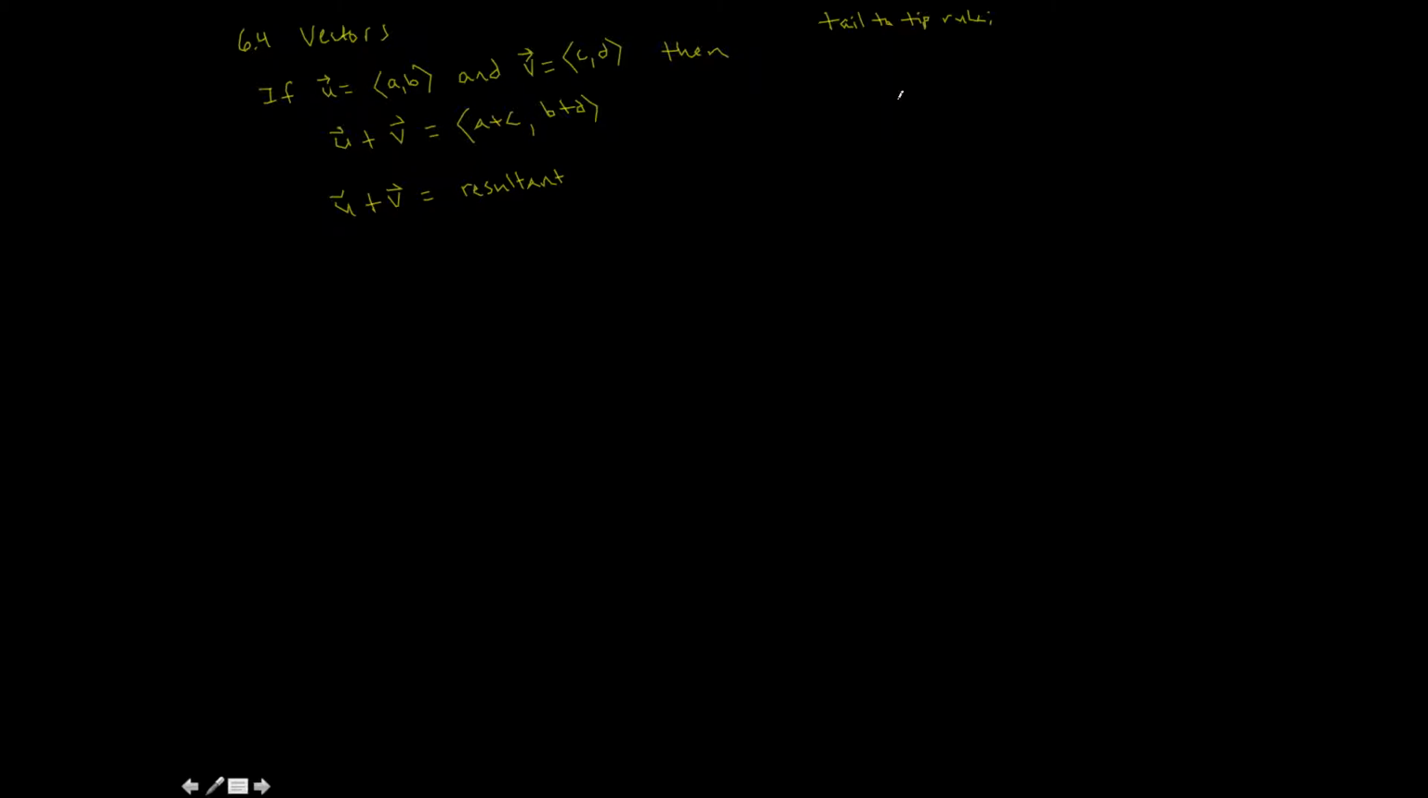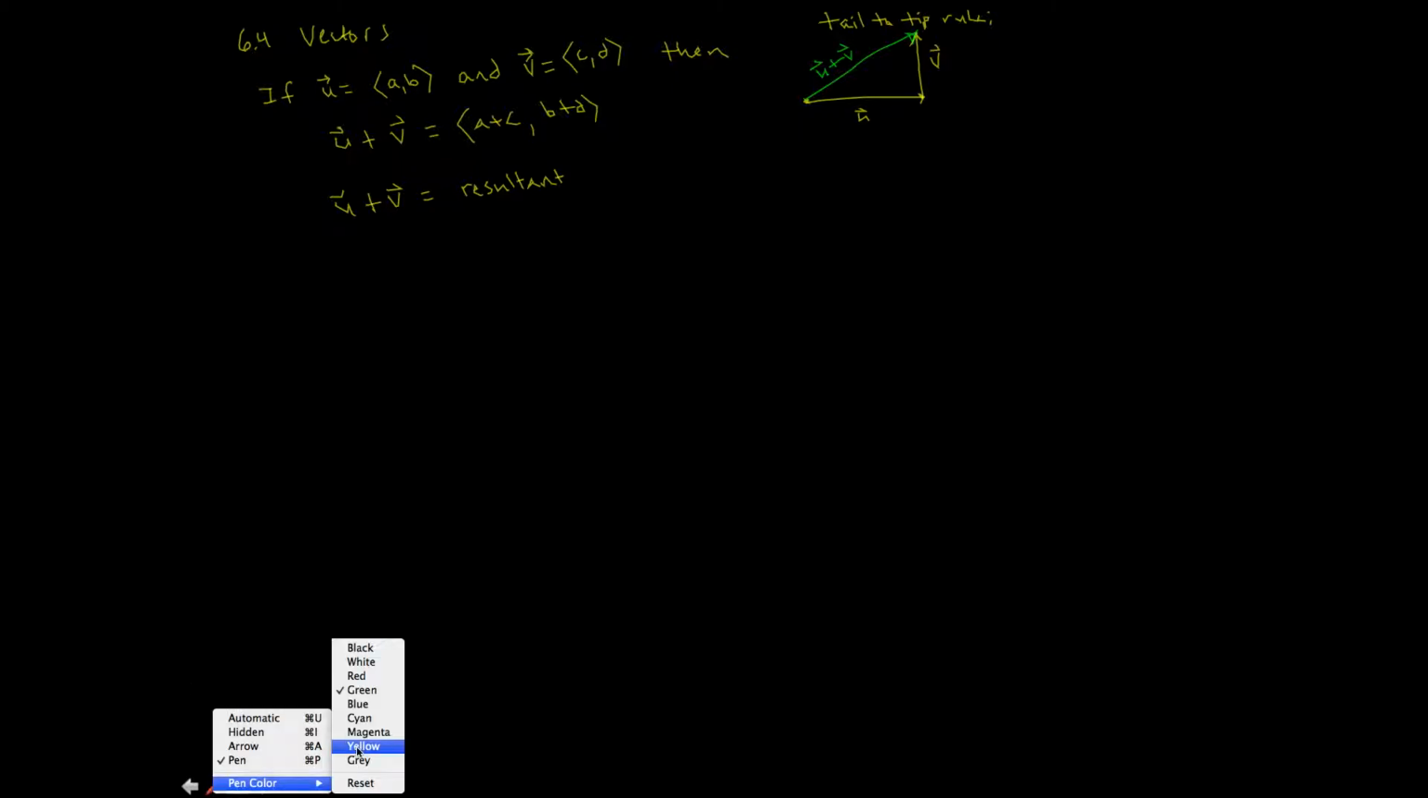And basically what it says is this. If we start with the tail of vector u and we run its tip to the tail of vector v, then this distance right here is vector u plus vector v. Now that's one way to look at it geometrically.